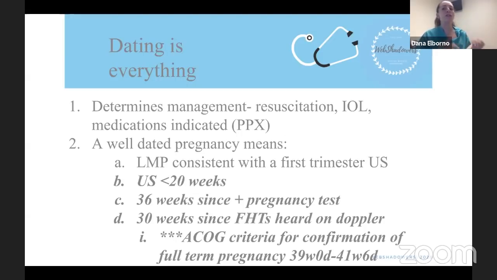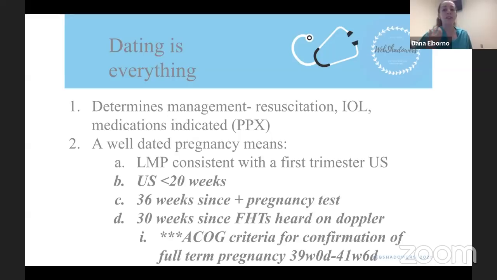Of course, if a patient does not know their last menstrual period or has very irregular periods, then their last menstrual period is not really going to be as reliable for us. And having a first trimester ultrasound or at least an ultrasound under 20 weeks is going to be a reliable dating method. All of the other markers listed here are ACOG's criteria for confirmation of a full-term pregnancy.